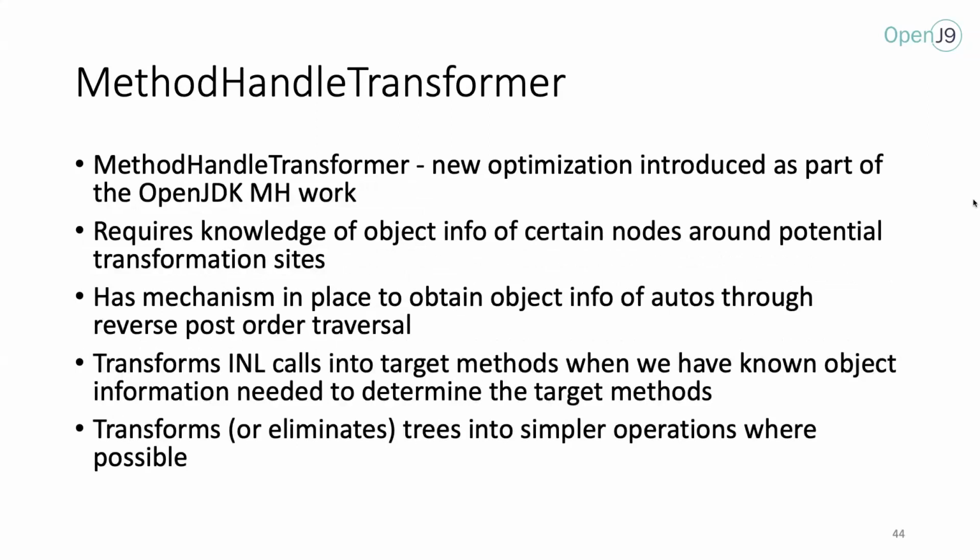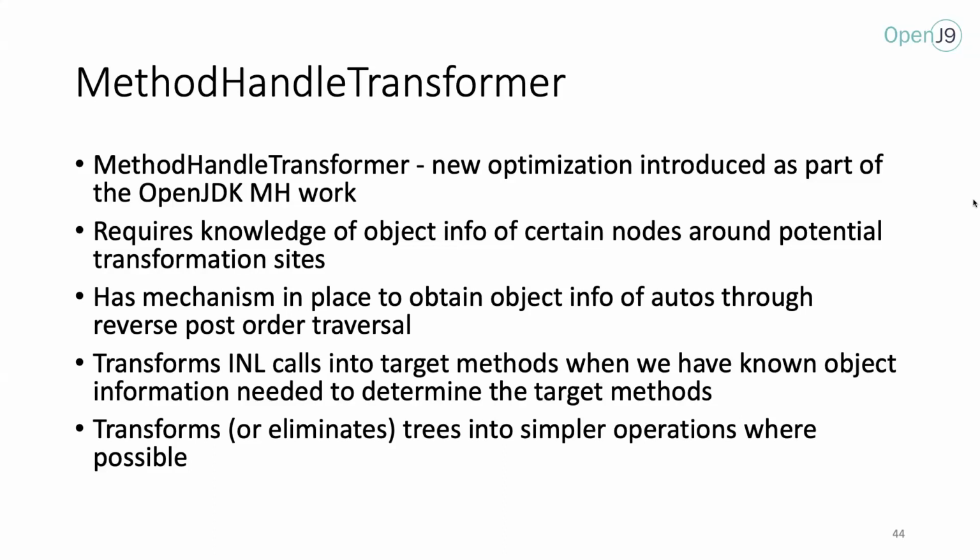As part of the optimization work, the MethodHandle Transformer is one of those optimizations we've introduced as part of the OpenJDK MethodHandle support. For a lot of the transformations, it requires knowledge of object info of certain nodes around the possible sites of transformation. There are mechanisms in place to obtain the object info of autos through reverse post-order traversal, because we do not always have that information available.